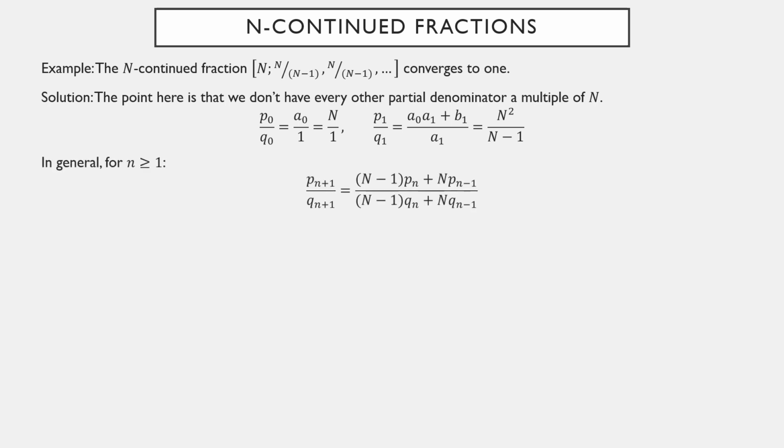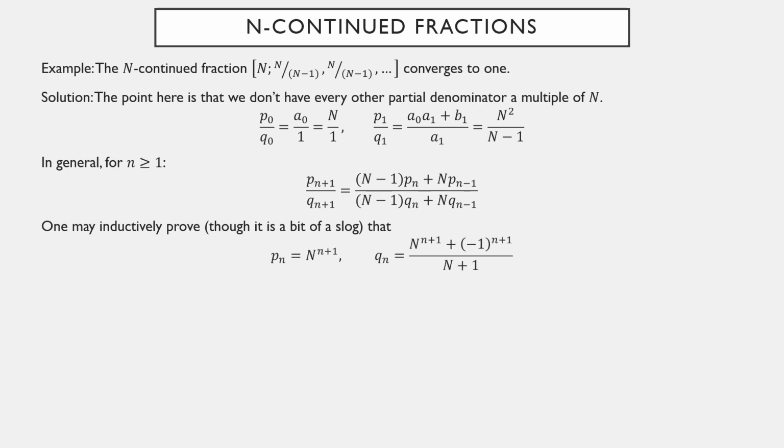And in fact, Pn plus 1 and Qn plus 1 follow this recursive formula. Okay, once we're past that 0 index, all of the a's are n minus 1, all of the b's are n. So one can inductively prove, for the numerator it's quite easy, for the denominator it's a little tricky, that Pn is N to the n plus 1, capital N to the little n plus 1, and Qn takes this form right here. For as long as capital N is bigger than or equal to 2, that capital N to the n plus 1 is growing exponentially and everything else is not doing very much, so the ratio converges to 1.